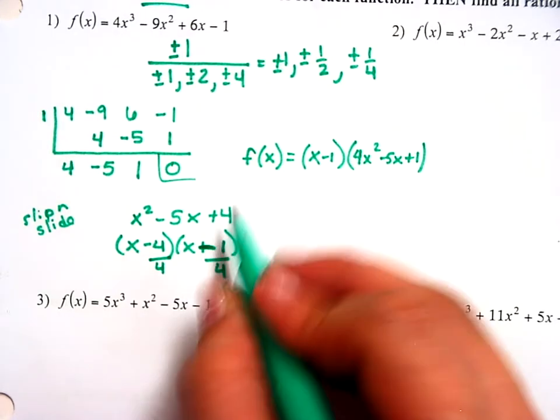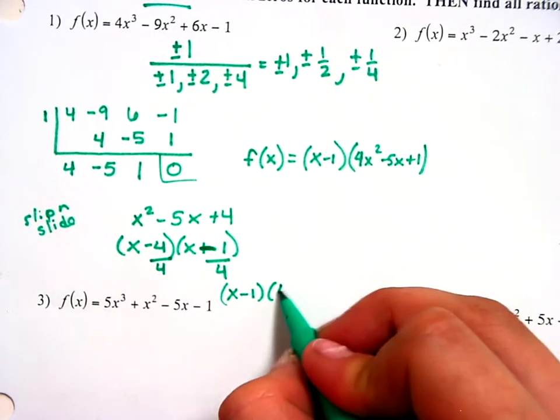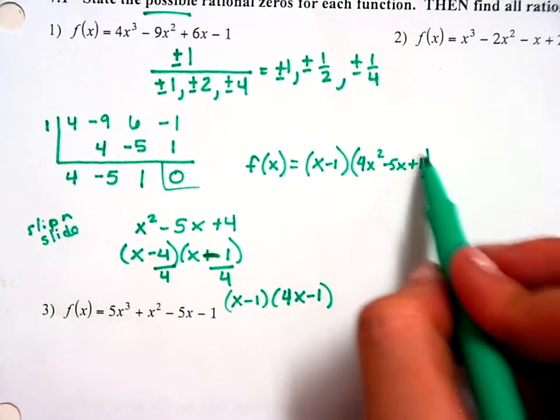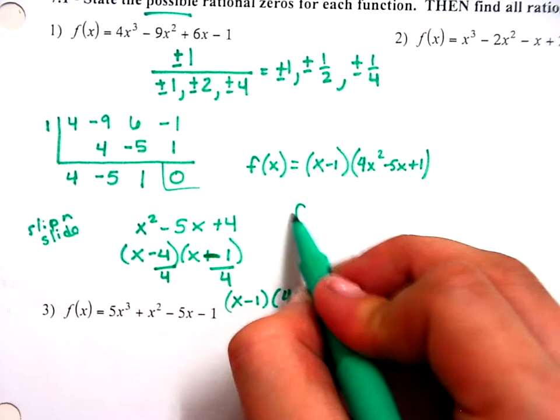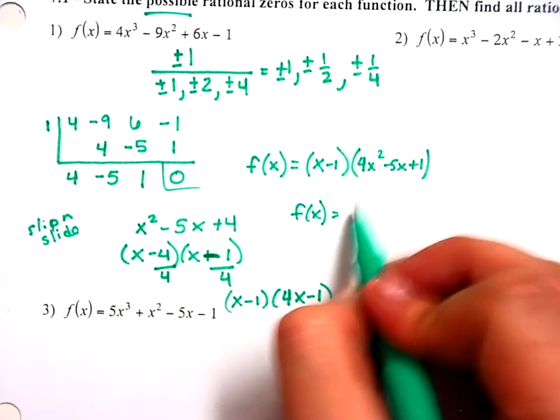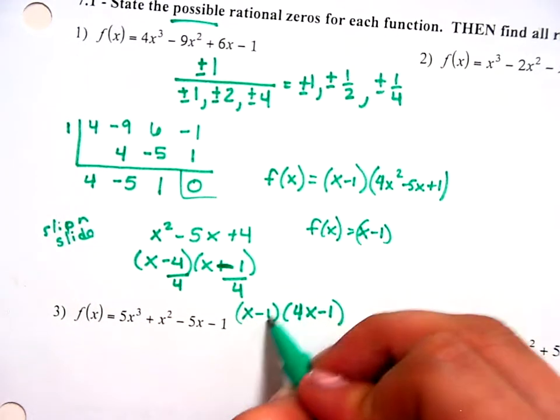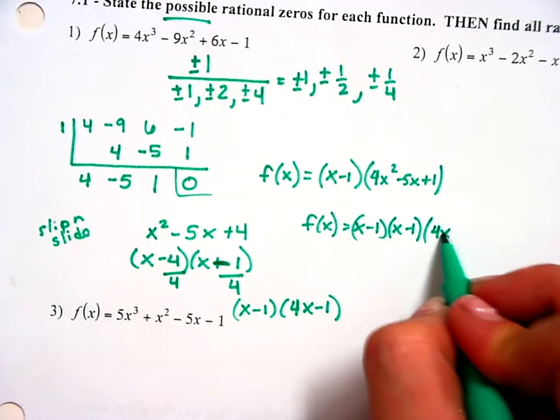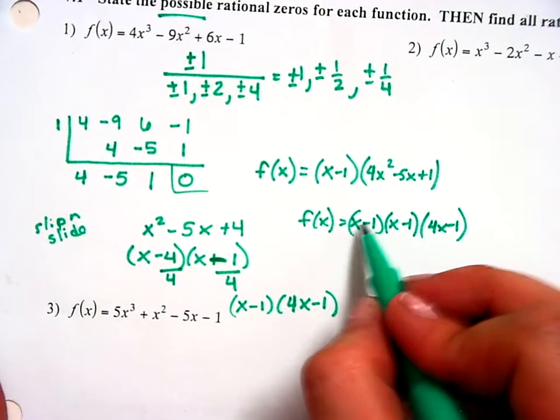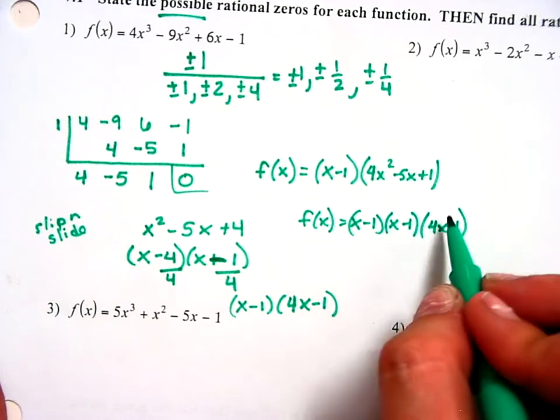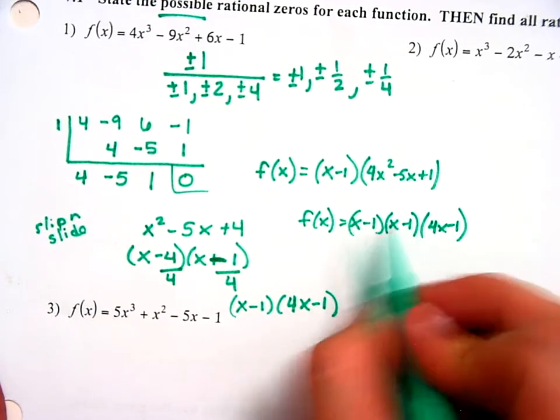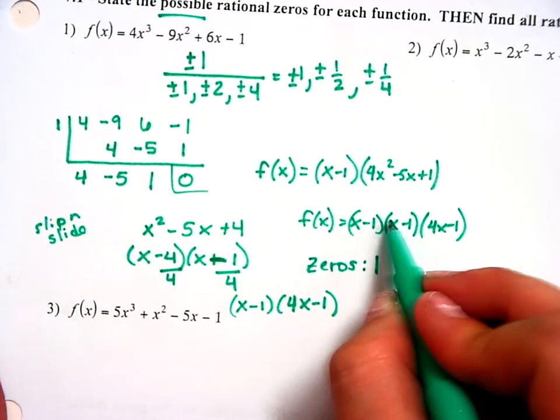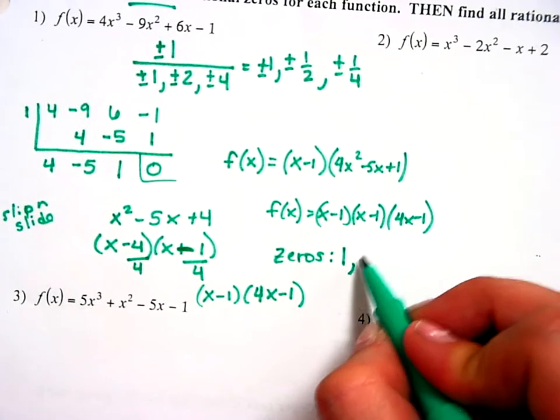Okay, so this gives me x minus 1, and this one right here, remember, you can slide the 4 out front. This is 4x minus 1. So this right here is this polynomial factored. Okay, so my final polynomial is x minus 1, and then I also have an x minus 1 here, and then 4x minus 1. Okay, so remember, our zeros are anything that make these factors 0. So my zeros are 1 for both, and 1/4.